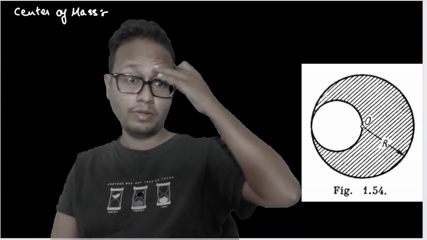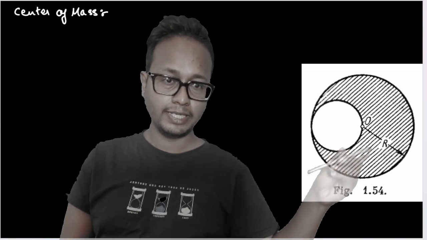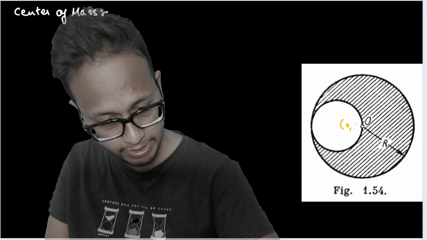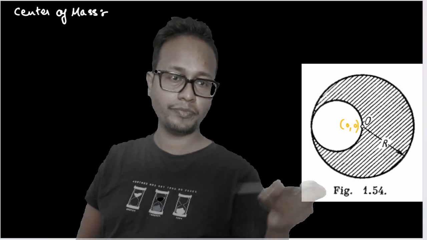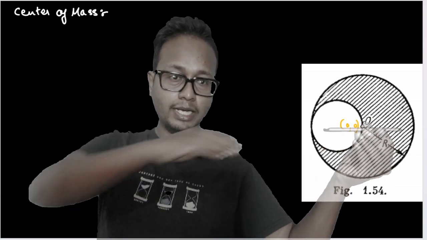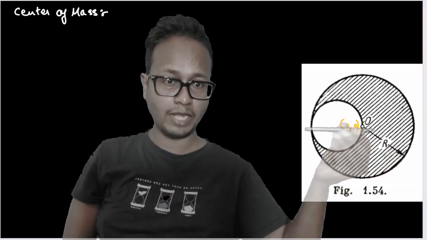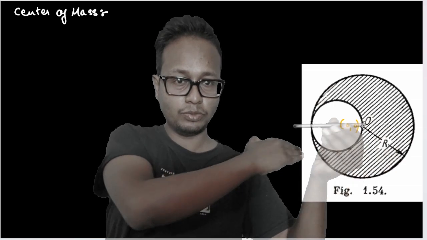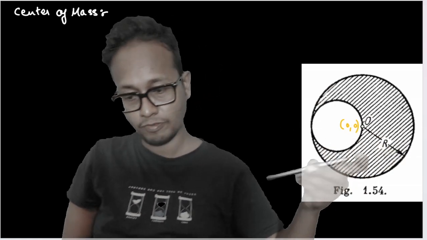From the diagram you can see, if this point O is considered as my origin, I'll find my center of mass considering this point O as origin. If you look at the y-axis, the upper part is symmetric to the lower part. That means the y center of mass will lie along this line only, because the upper part is symmetric to the lower part. Now I'll find the x center of mass.